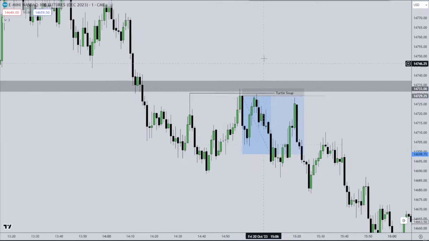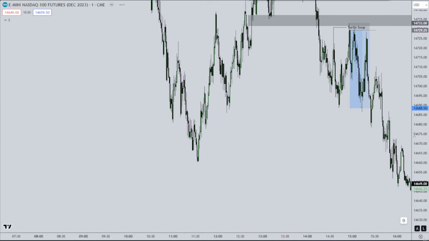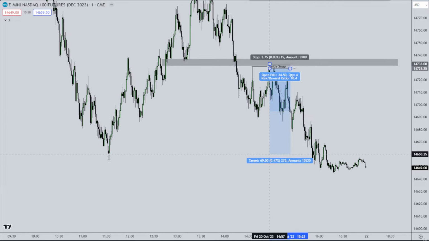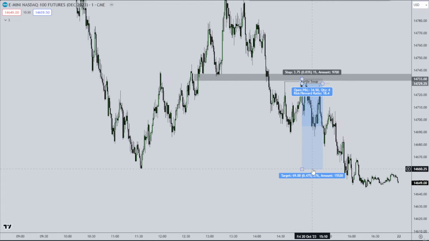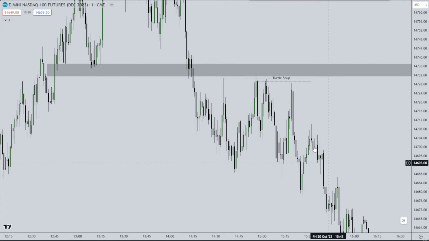If you have this stop, you target the closest low. You have a 1 to 10. Now imagine you hold with order flow, you target this low. That's a 1 to 18. Okay? That's from one trade, from turtle souping and rejection block.